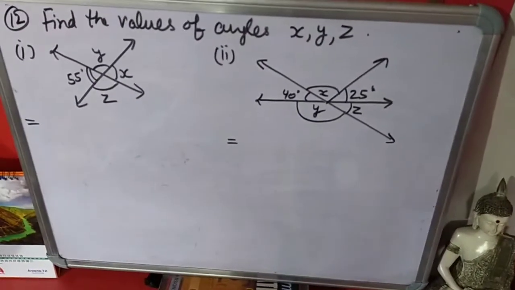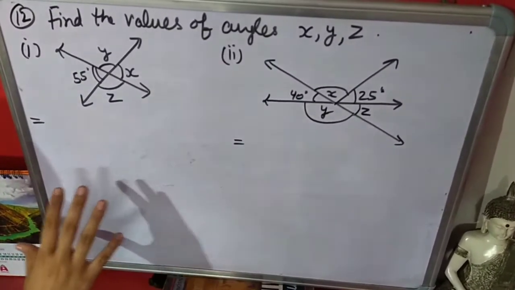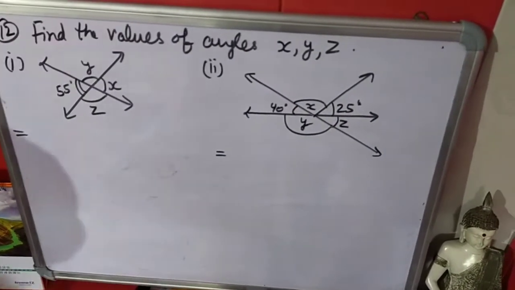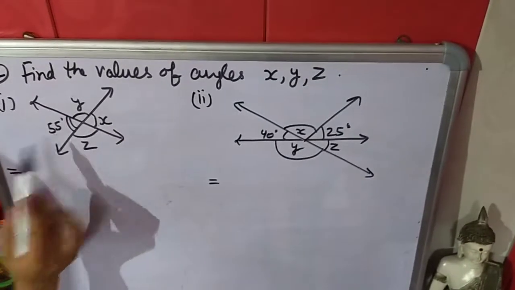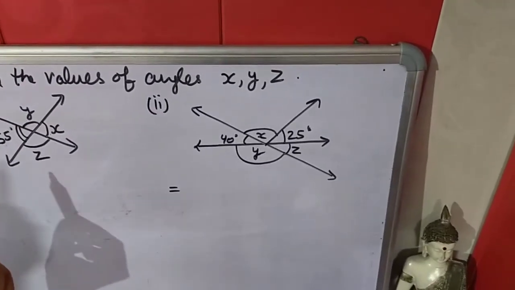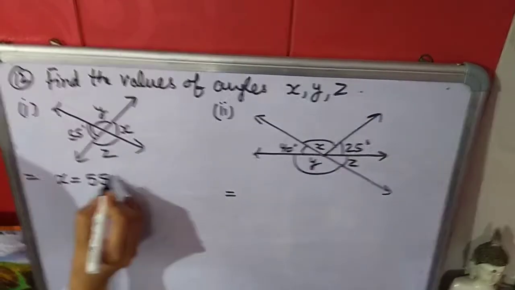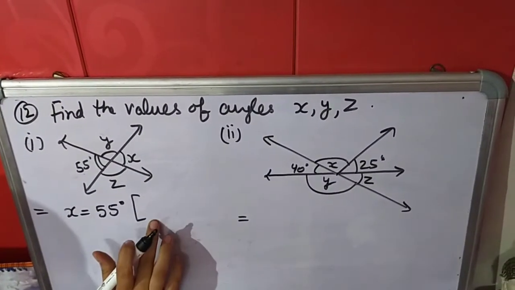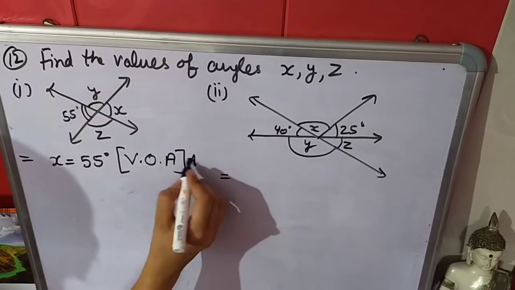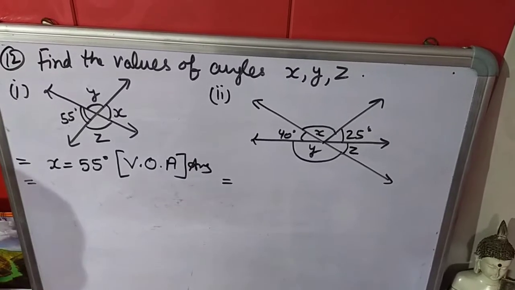Now the 12th question is find the values of angles x, y and z. In this type of question we will use two properties, vertically opposite angles and linear pairs. Look here, angle x and 55 are both vertically opposite angles, and I told you vertically opposite angles are always equal. So we will write x is equal to 55 degrees. But you have to write the reason also, that is vertically opposite angles. This is the value of x. Now we will find the next.